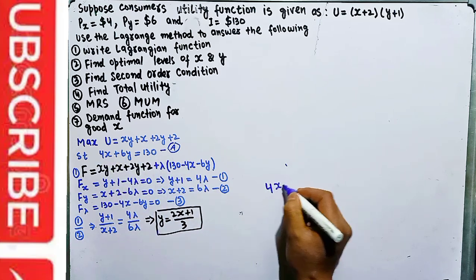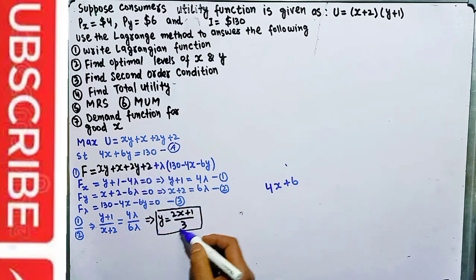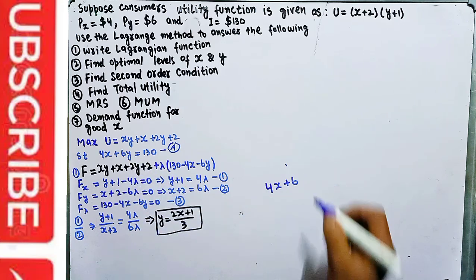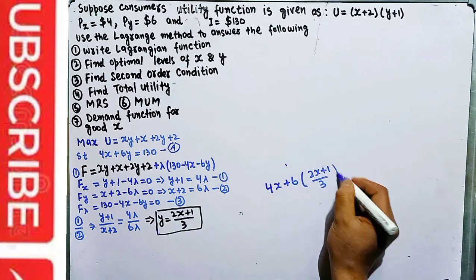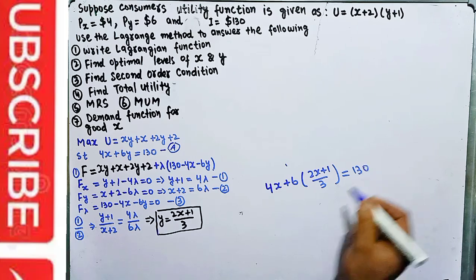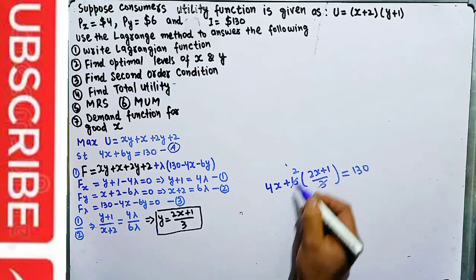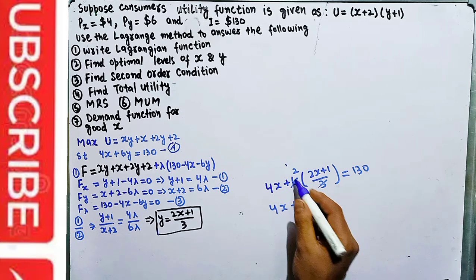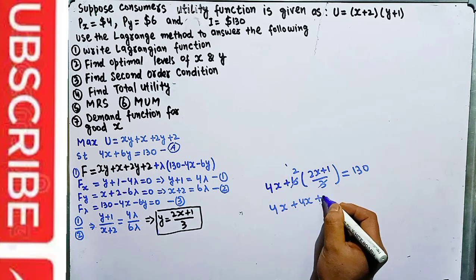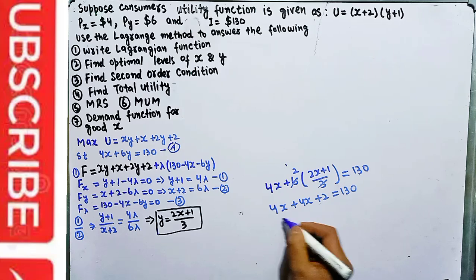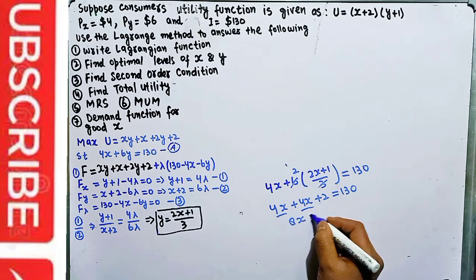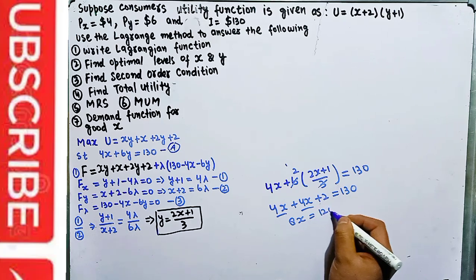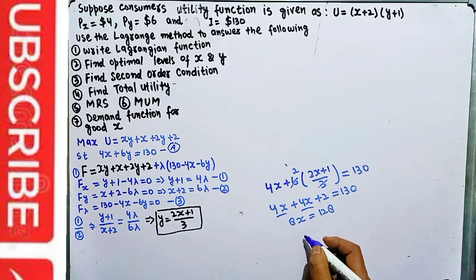So we have 4x plus 6 times the value of y, this 2x plus 1 upon 3, which is equal to 130. So here 3 ones are 3, 3 twos are 6. It will become 4x plus 2 into 2 is 4x plus 2 is equal to 130. So these are the like terms. I can add them. So it becomes 8x is equal to, transposing this, it will get subtracted, it becomes 128. That means dividing both sides by 8. So 8x divided by 8.